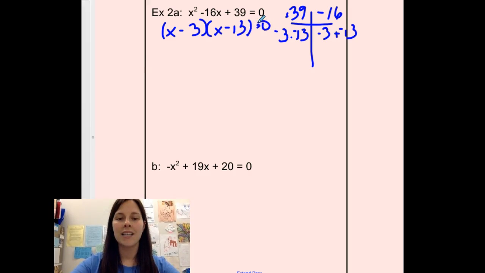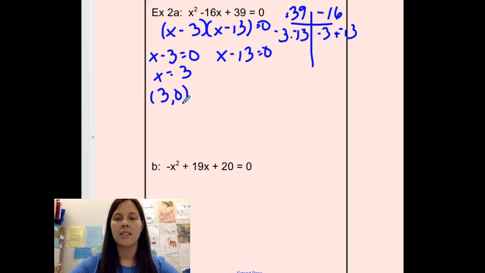And then we set each set of parentheses equal to 0 because now we have multiplication equaling 0. Our first equation, we add 3 to both sides. So we get our ordered pair x is 3 when y was 0. Our second equation, we add 13 to both sides. So we get an ordered pair x is 13 because y was 0.